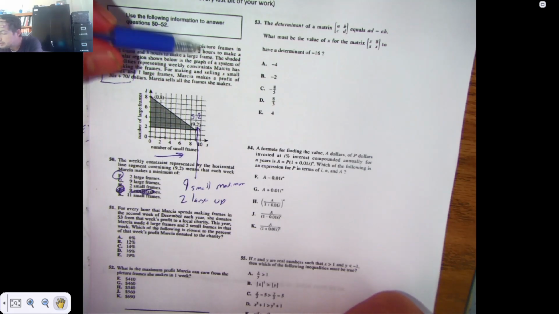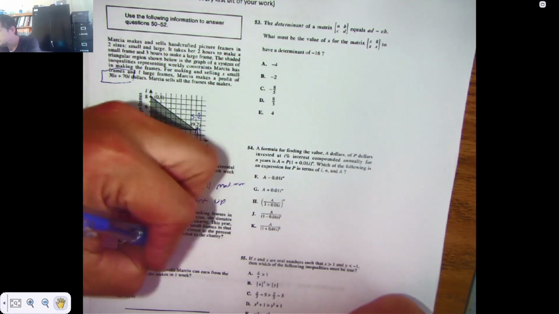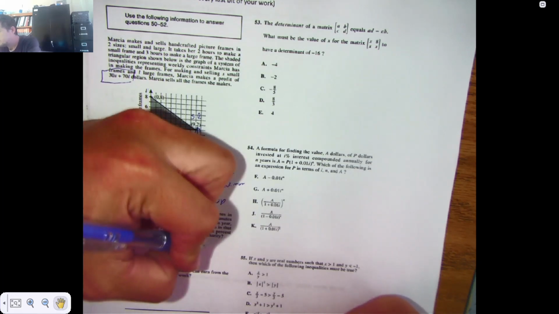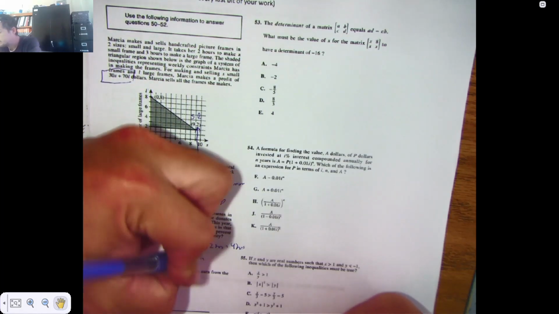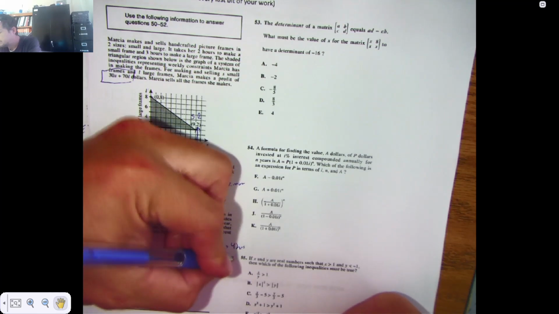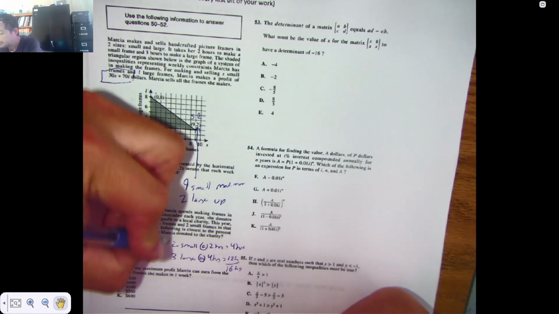All right, it takes her 2 hours to make a small frame. She made 2 small frames. 2 smalls, 2 hours is 4 hours. She made 4 large frames, 3 hours. So 3 large at 4 hours is 12 hours. So 16 hours total. And it says that she donates $3 from that week's profit for every hour she spends working. So 16 times 3 is $48.